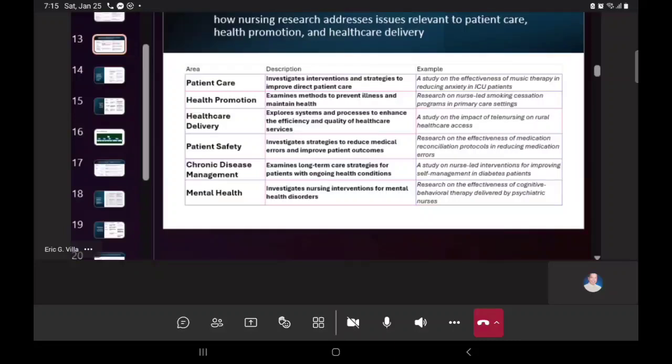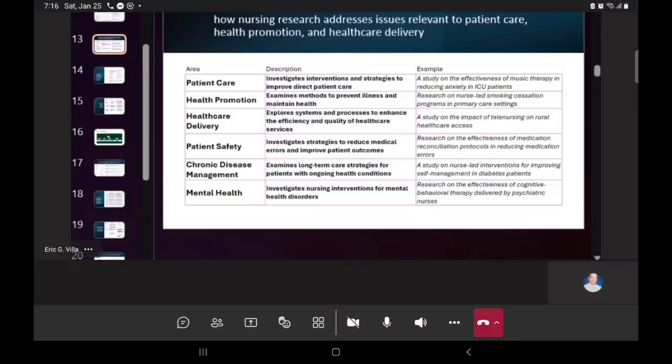Health promotion is another critical area where nursing research makes significant contributions. Studies on nurse-led cessation programs in a primary care setting, for instance, can provide evidence for effective strategies to help patients quit smoking. This research not only improves individual patient health, but also contributes to broader public health goals by reducing the prevalence of smoking-related diseases.